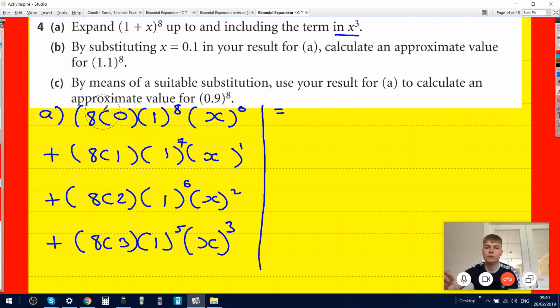Yeah. So this first one is gonna be 1. This second one, if I put this in the calculator, I'll get 8. So what am I writing down here? Plus 8x to the 1, x. Yeah. Plus, so this one I'm gonna have to check.